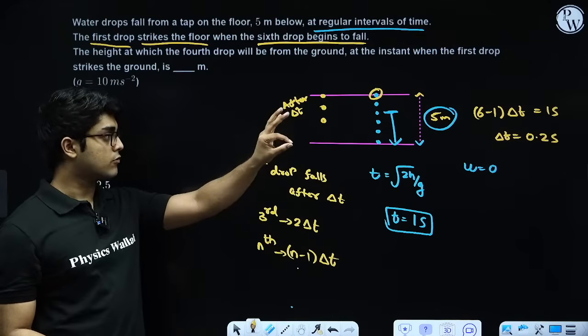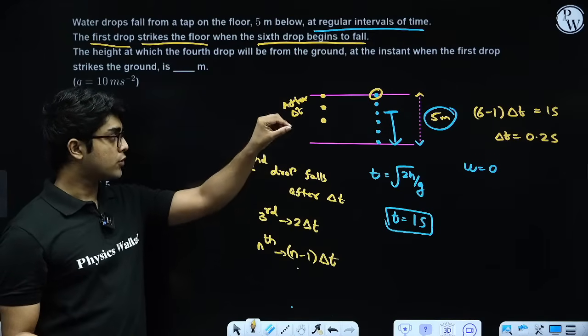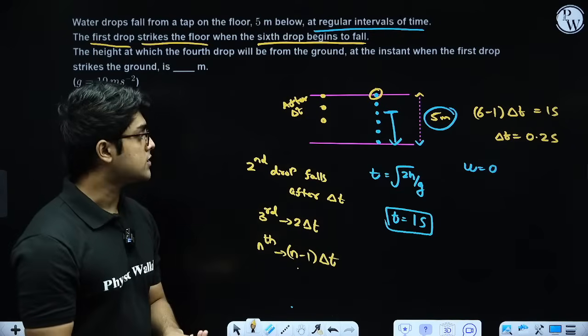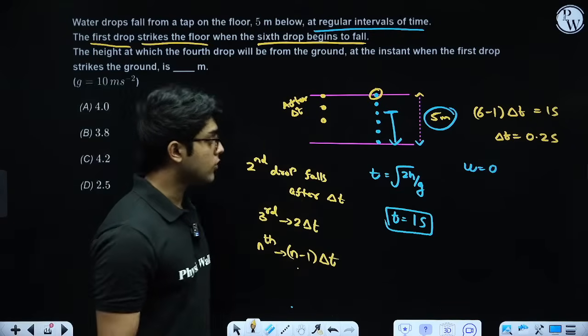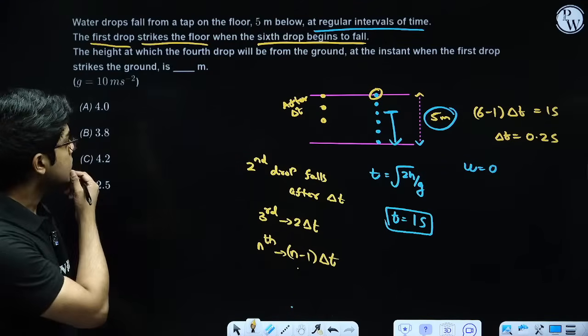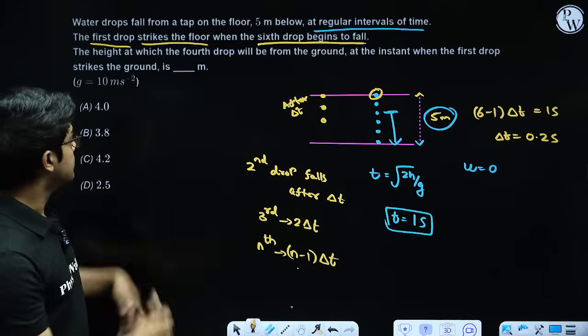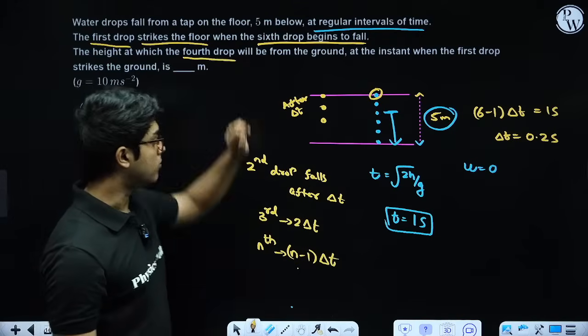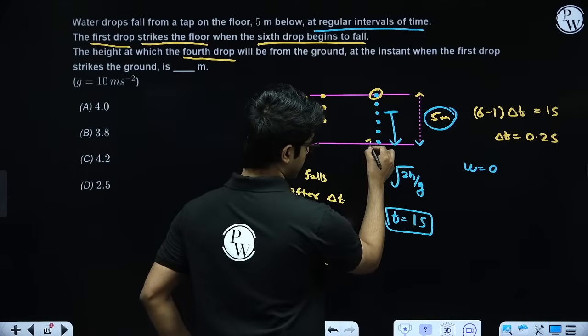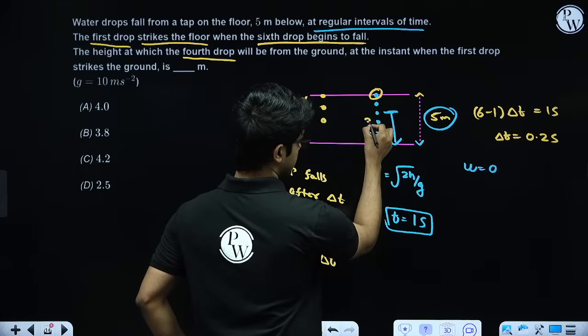So at t equal to 0, first drop. After t equal to 0.2, the second drop starts. After t equal to 0.2 plus 0.2, which is 0.4, the third drop falls, and so on, okay? So I hope that idea is clear. So now if we have that idea, the fourth drop is what we have to check now. So this is the first drop, this is the second, this is the third, and this is the fourth.